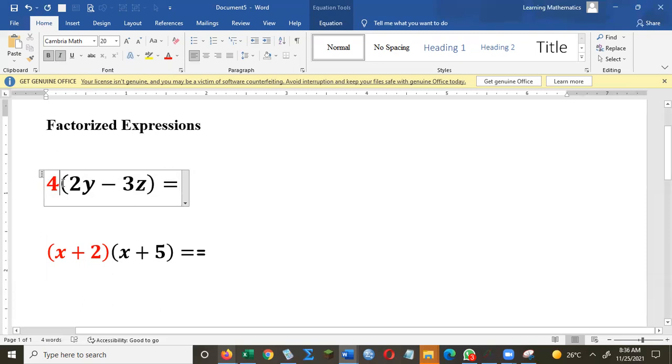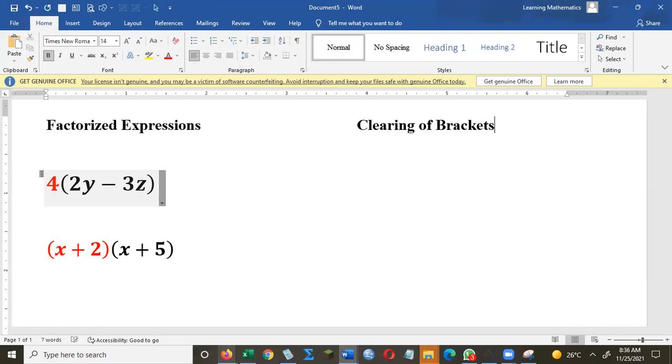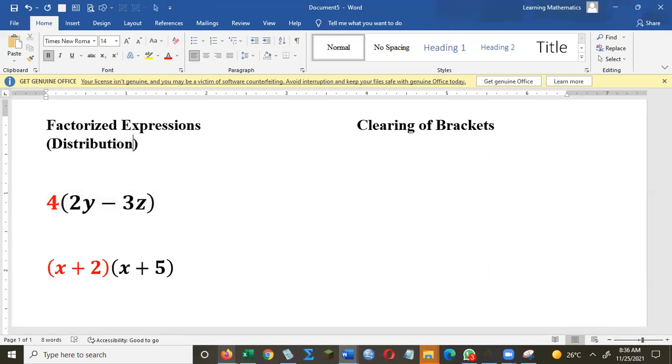4, we're going to take that 4. Oh, yes, another idea just came to mind. Factorized expressions, clearing of brackets. Normally they call that distribution. You have to distribute. Okay. And you see why the word distribution is used.